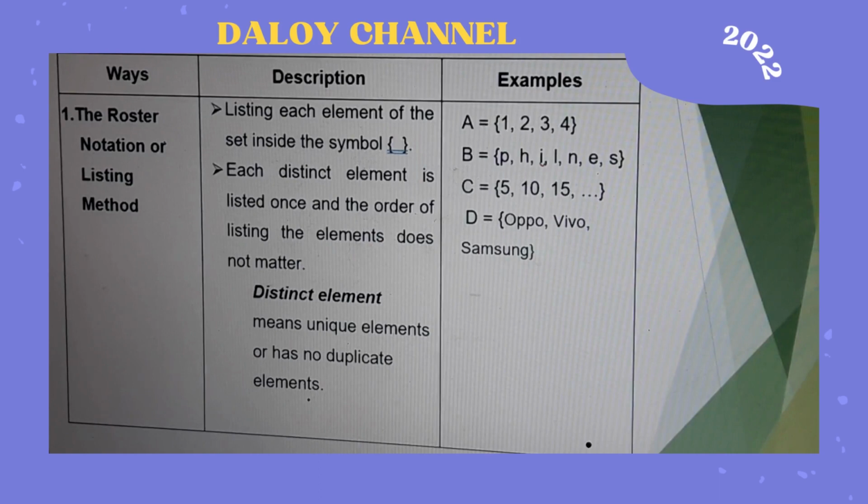For letter C, it's a set of numbers increased by 5. So we have 5, 10, 15, but there are 3 dots provided. That is what we call an ellipsis. It means we are continuing to values greater than 15, by 5. Letter D, we have a set of cell phone models, like Oppo, Vivo, and Samsung.